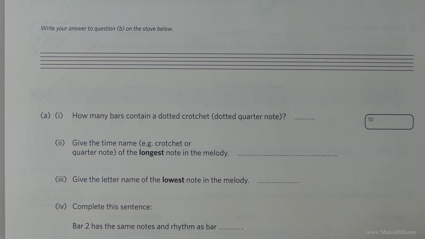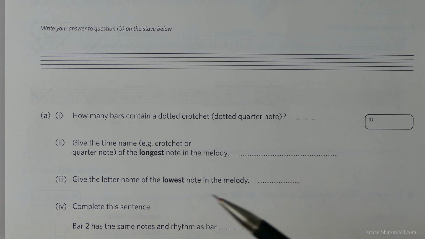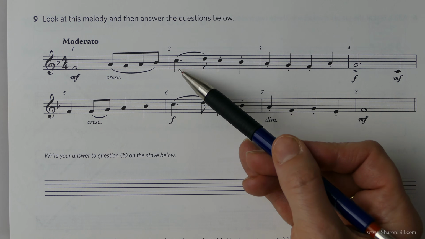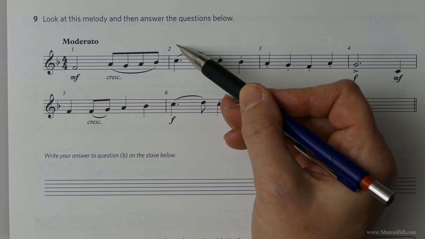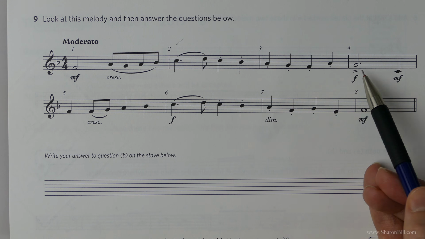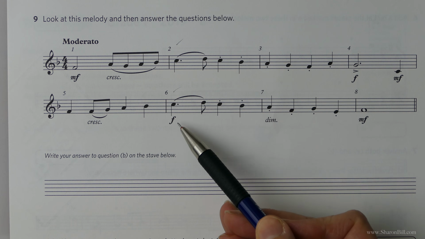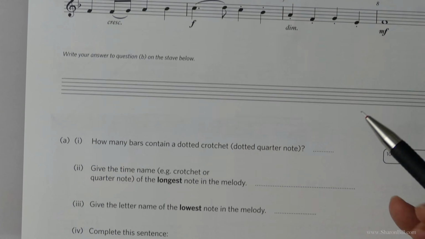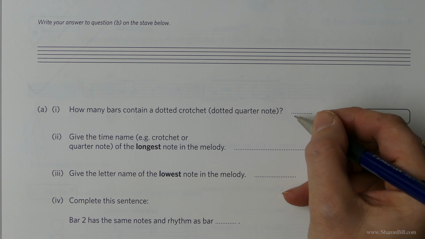And we need to look not how many dotted crotchets there are particularly, but how many bars contain a dotted crotchet. So let's have a look. So we get a dotted crotchet here. There's a crotchet or a quarter note with a dot after it. So we've got one there. That's a dotted minim, so that doesn't count. And we've got one here. So just one in each of those bars actually. So 2 bars both contain a dotted crotchet or a dotted quarter note. So there we go.